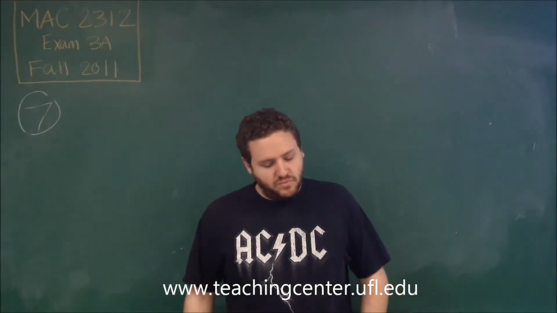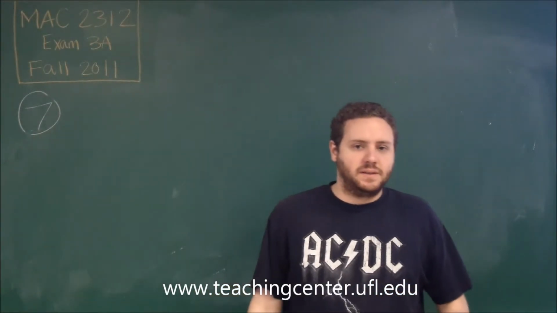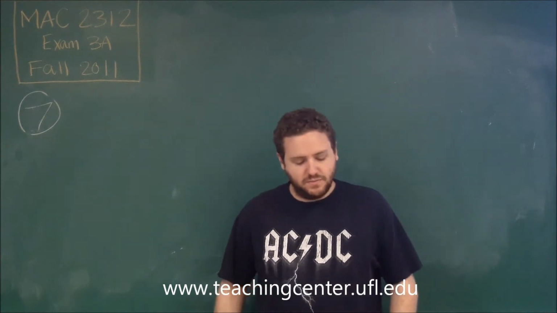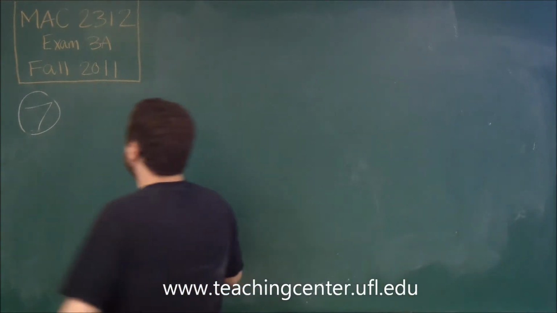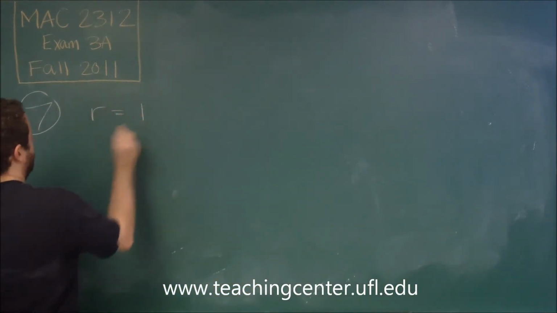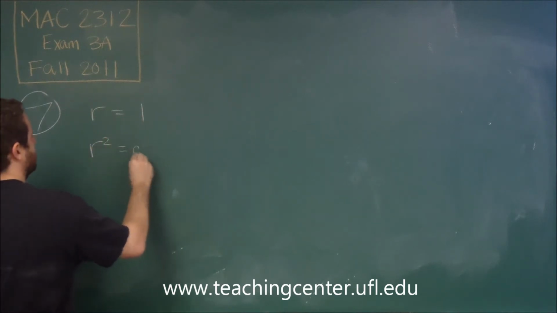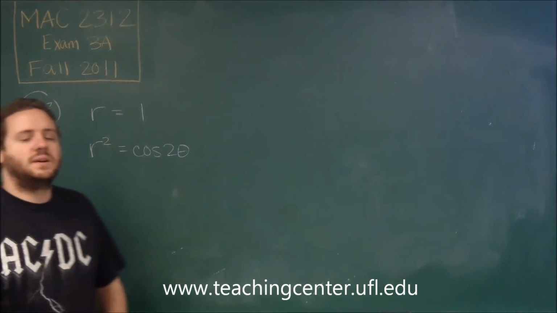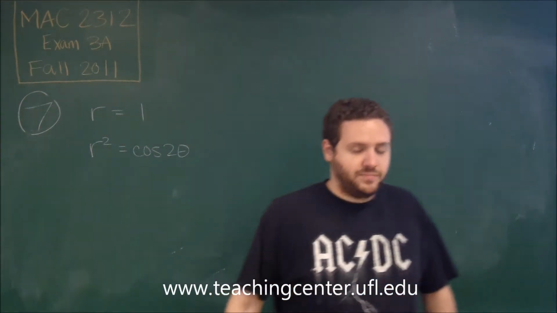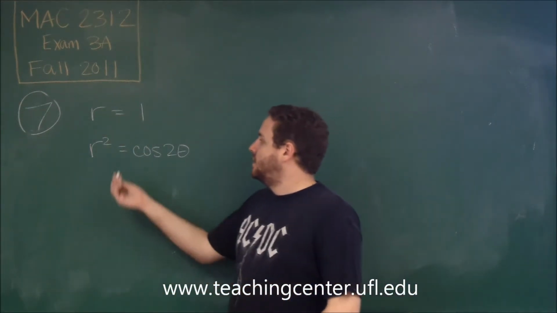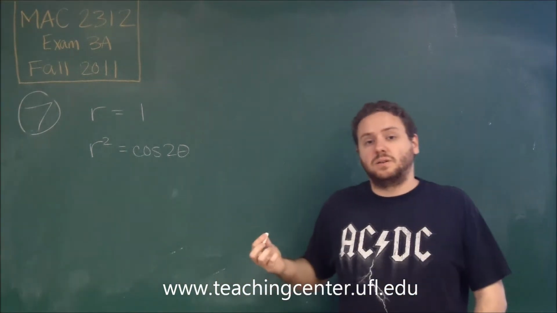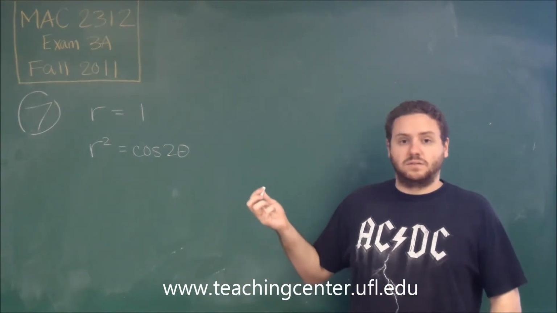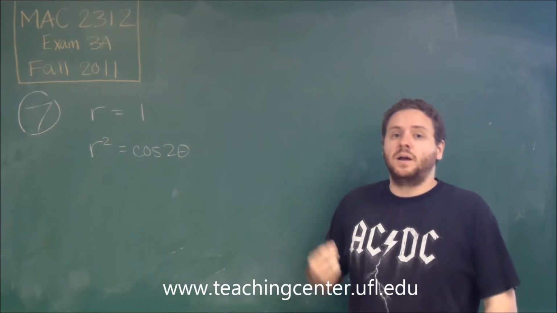Okay, so for number 7, we need to figure out how many distinct points of intersection exist for two particular curves. So our polar curves are r equals 1 and r squared equals cosine 2 theta. So we have two curves here and we want to see where they intersect. Well, as you can imagine, one way would be to set the equations equal to each other and solve. That's certainly one way to do it.